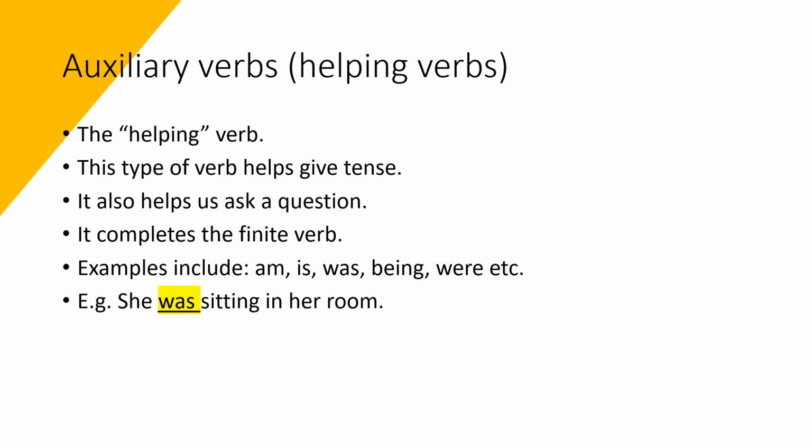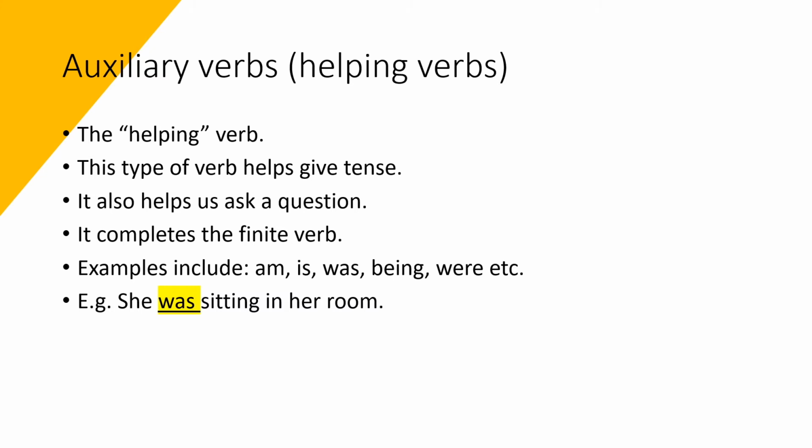Auxiliary verbs can be called helping verbs. This is because auxiliary verbs help complete our finite verb. They do this by giving the verb tense, and it also helps us ask who or what is performing the action in the sentence. Examples of auxiliary verbs are am, is, was, being, and the list goes on. Please refer to the next slide to see all of the different types of auxiliary verbs and the tenses.